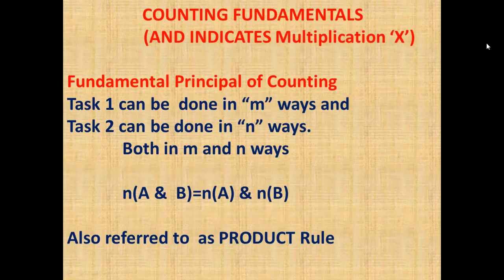Let us say, suppose there are 10 doors, and you have to enter by any one door and come out by a different door. So you can say task 1, entering by one of 10 doors, can be done in 10 ways, and task 2, coming out of the room, can be done in 9 ways. So the total number of ways would be 10 multiplied by 9, that is 90.